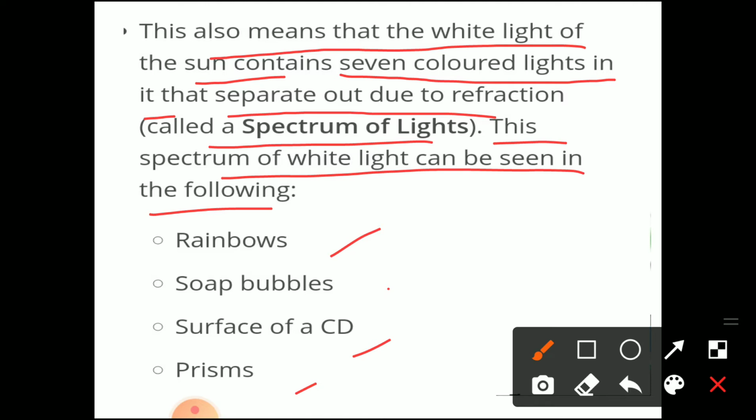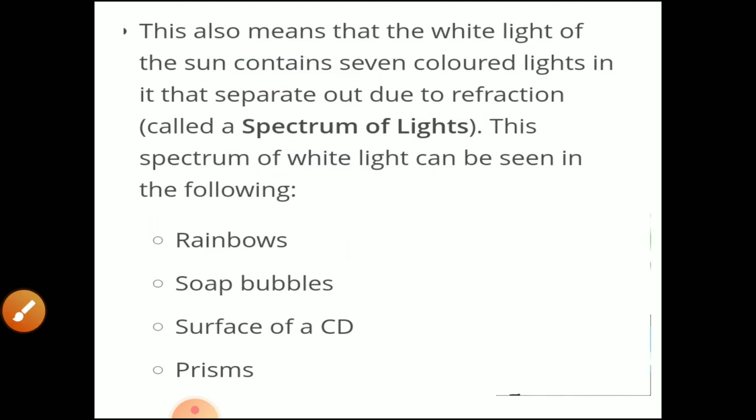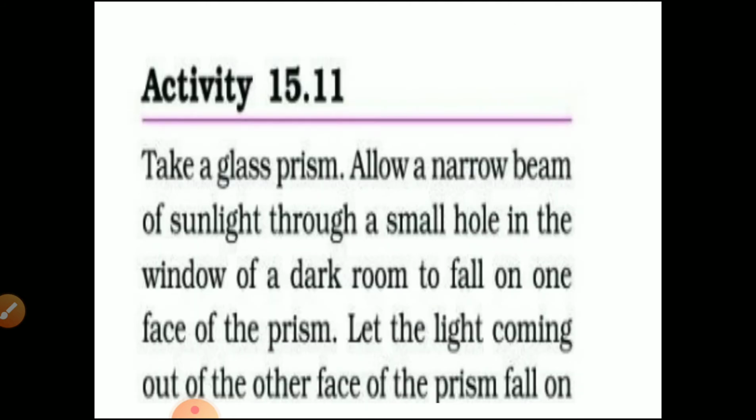You can see this spectrum of white light in the rainbow, soap bubble, surface of a CD and prism. For example, you have seen that when you blow soap bubbles, they appear colorful. Similarly, when light is reflected from the surface of a CD, that is a compact disc, you see many colors. Now, on the basis of these experiences, could we say that sunlight is a mixture of different colors? Let us find it out through activity 15.11.